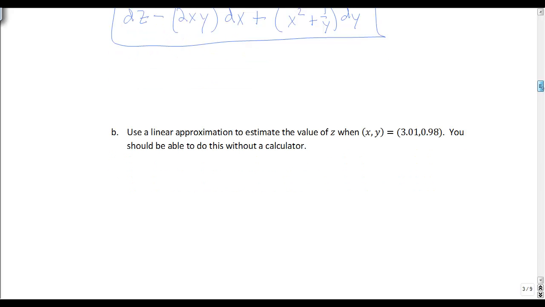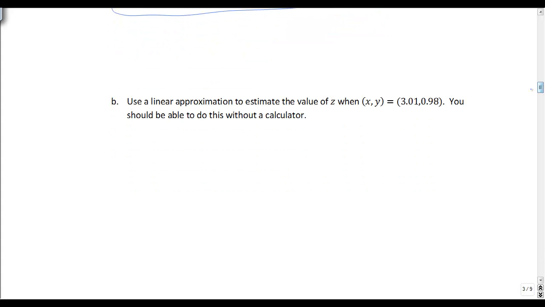We're going to use this linear approximation to estimate the value of z when x, y equals 3.01, 0.98. The whole goal here is to do this without a calculator. Now, I trust you can just plug these values into a calculator and get a number out. But we want to think about what you can do without a calculator, or if this is part of a big computer program where you're doing this billions of times, it might be too slow to calculate that natural log over and over, and you just want a quicker thing and to be able to say, oh, this is about right, and maybe it's good enough.